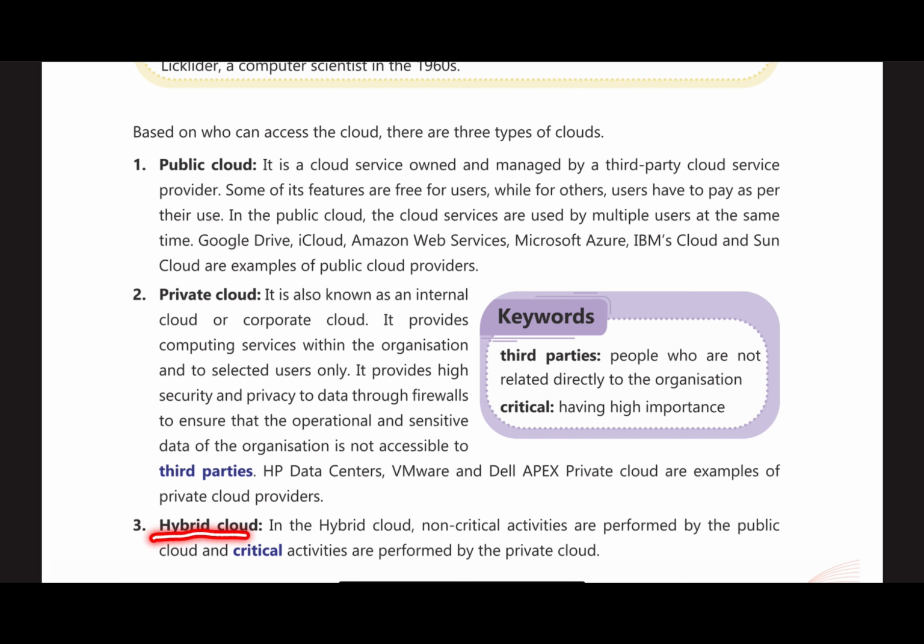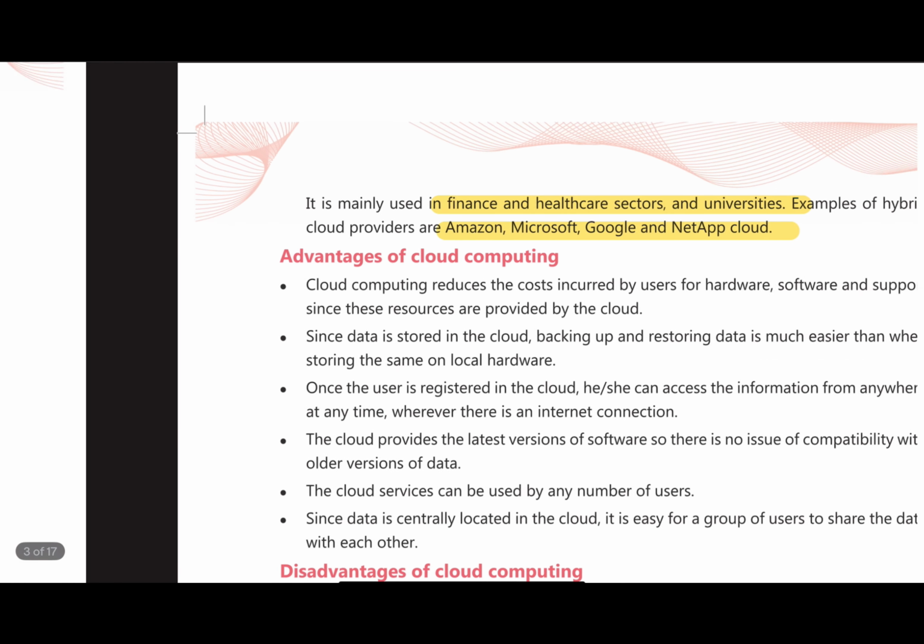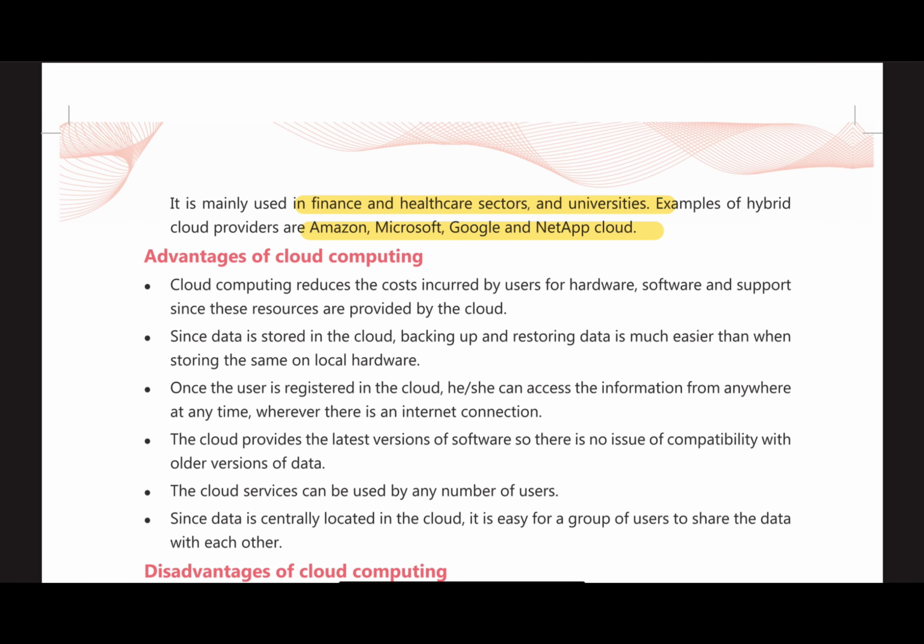So that's why it is called hybrid, based on the condition or based on the critical activities performed. See, if I am dealing with sensitive data, then I will go for the private one. Understood? So who uses this? Mainly the financial and health sectors and universities. Why? Because financial institutions have our account number data, healthcare also has our data, and universities also have our sensitive data. That's why.